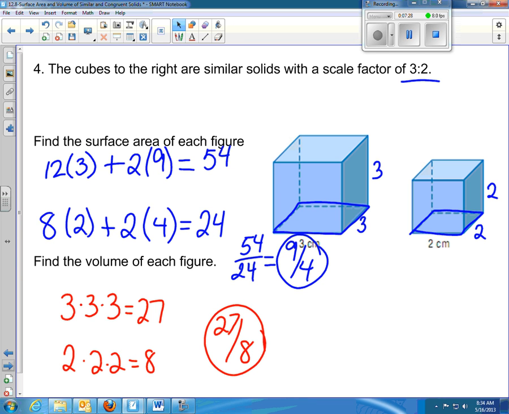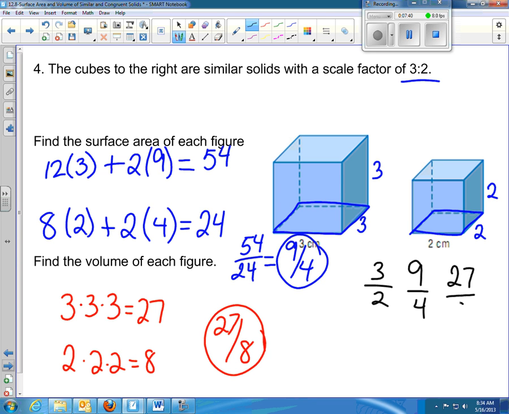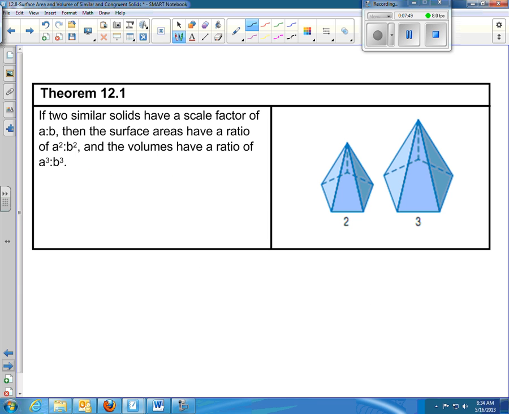Now look here. We have our scale factor of 3 to 2. Our ratio of our surface areas is 9 to 4. And our ratio of our volumes is 27 to 8. Looking at that, look for a pattern. We're going to see that pattern and talk about it right now. Theorem 12.1 says if two similar solids have a scale factor of A to B, then their surface areas have a ratio of A squared to B squared, and the volumes have a ratio of A cubed to B cubed.